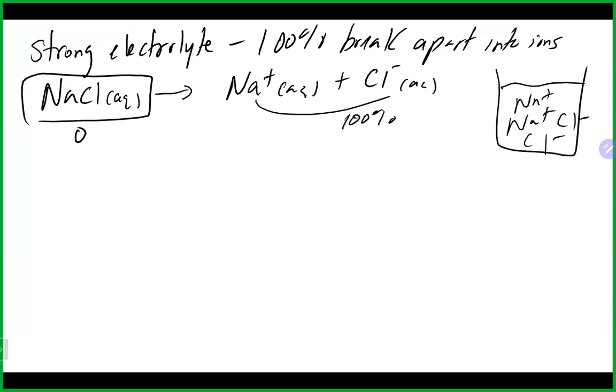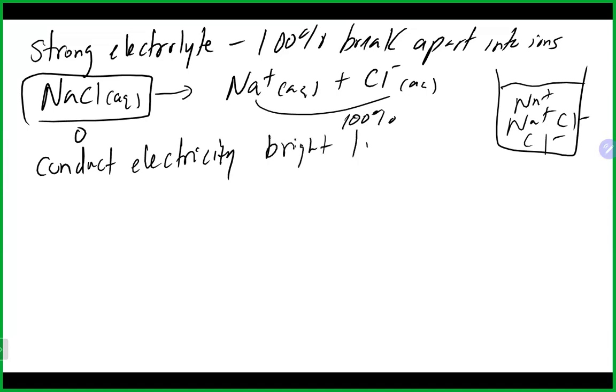Because it produces so many ions in that solution, it helps complete the circuit, and it will conduct electricity really, really well. A very common experiment is you take a light bulb, hook some electrodes into it, and dunk it into the solution. The light bulb will turn on very, very brightly. So I'll go with a bright light bulb as that example.